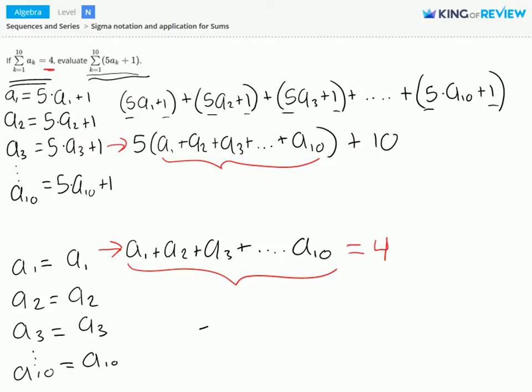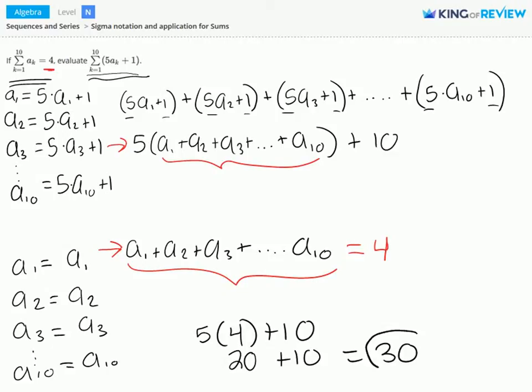So we have 5 times 4 plus 10. Working this out, we get 20 plus 10, and this is equal to 30. 30 is our final answer.